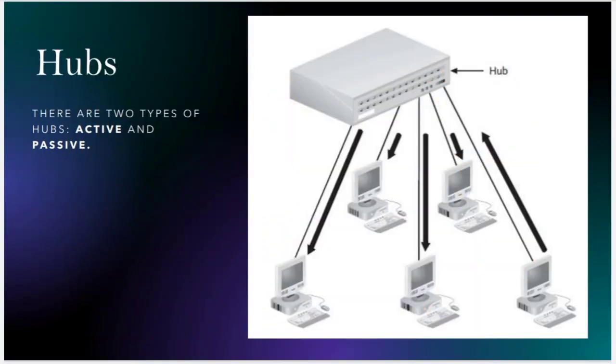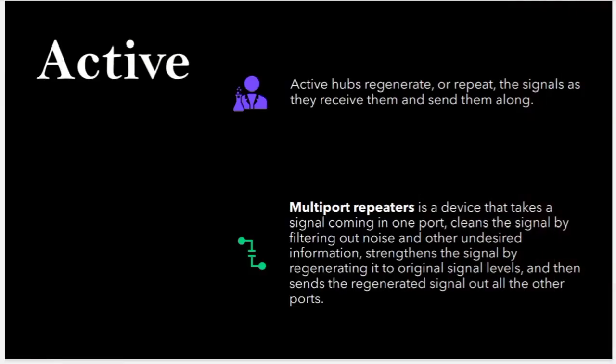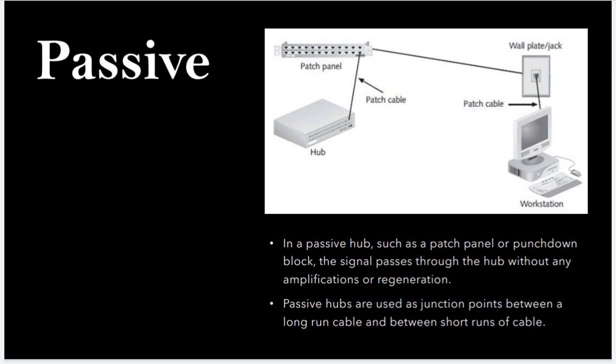Hubs. There are two types of hubs, active and passive. Active hubs regenerate or repeat the signals as they receive them and send them along. A multi-port repeater is a device that takes a signal coming in one port, cleans the signal by filtering out noise and other undesired information, strengthens the signal by regenerating it to original signal levels, and then sends the regenerated signal out all the other ports. In a passive hub, such as a patch panel or punch-down block, the signal passes through the hub without any amplification or regeneration. Passive hubs are used as junction points between a long run of cable and short runs of cable.